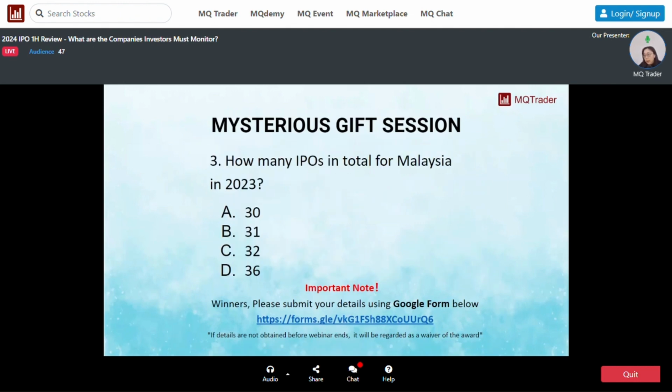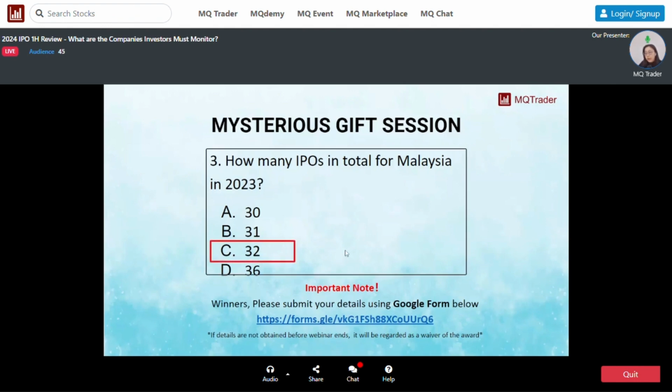How many IPOs in total for Malaysia in 2023? Okay, the answer is C. So I hope everyone got the answer correct.